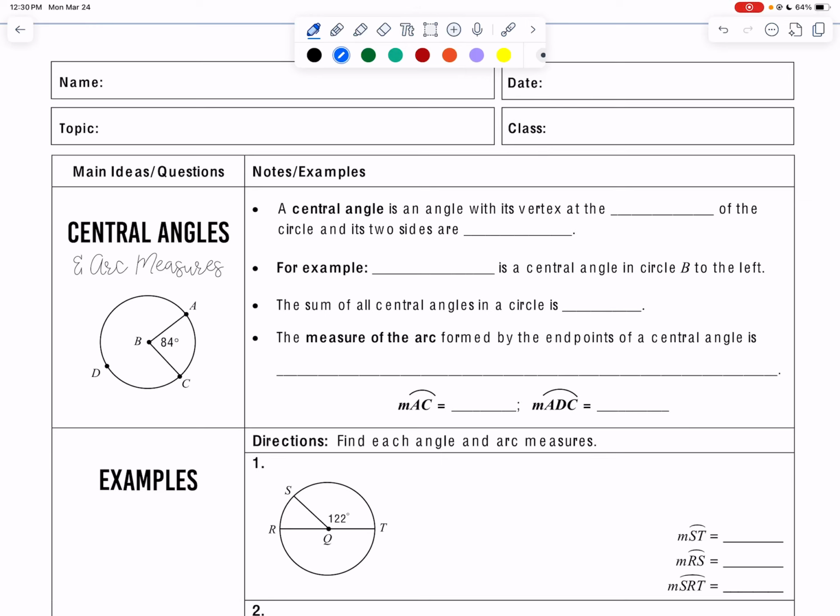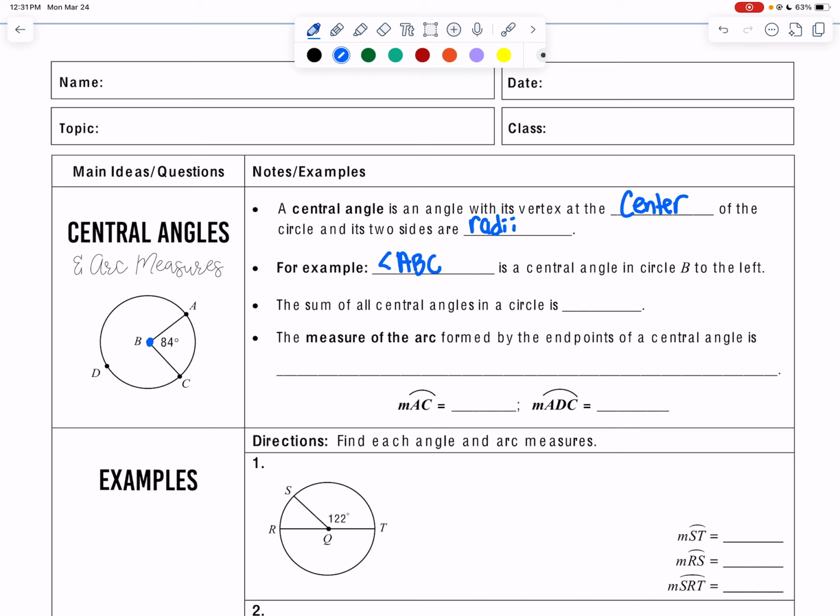All right, in this video, we are going to be talking about central angles and arc measures. So a central angle is going to be an angle with its vertex at the center of the circle, in this case, center B. And then the two sides are the radii. So notice how here we have my center at B, AB is my radii, and then CB is my radii. And this is going to create a central angle. So we could say that angle ABC is a central angle that measures 84 degrees.